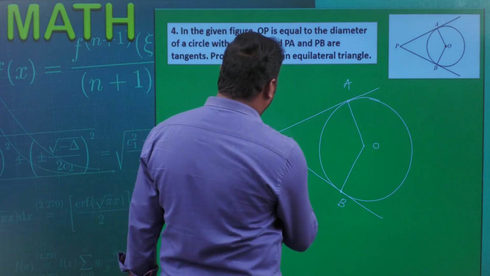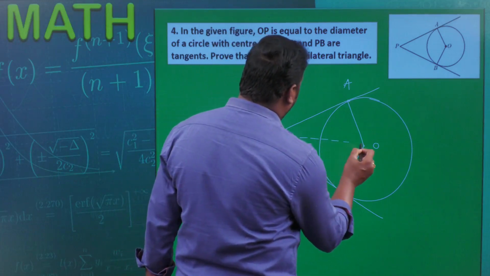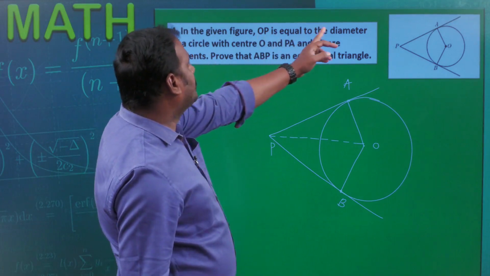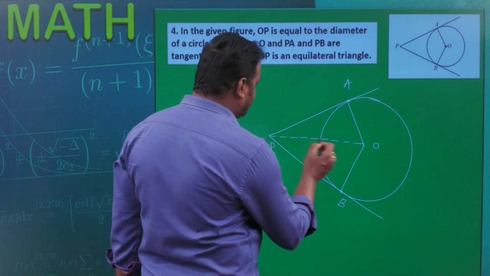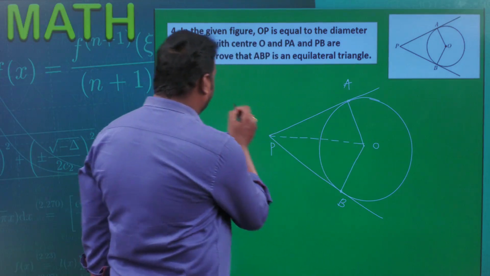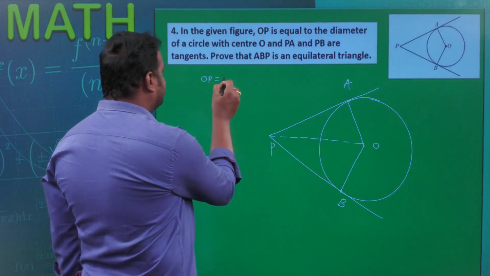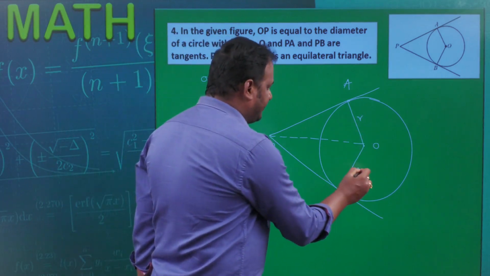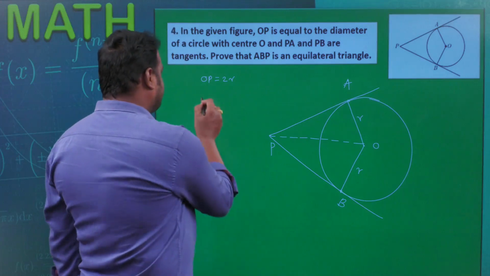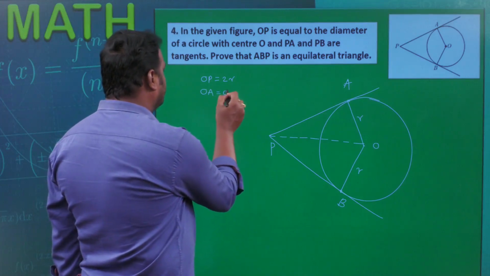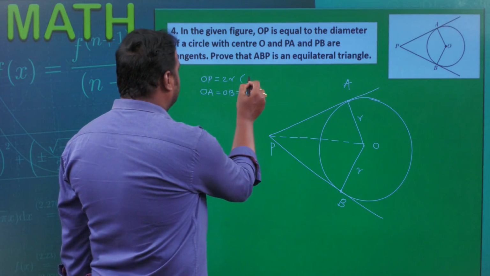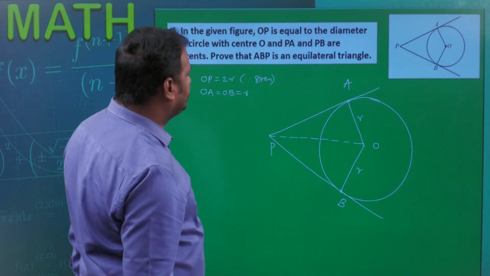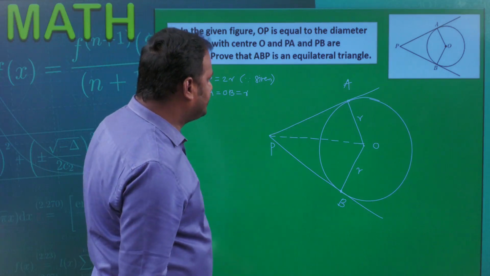And PO is also joined, because why am I joining PO here? Where OP is equal to the diameter. So OP is equal to the diameter is nothing but OP is equal to 2 times radius. That is what is the diameter. And of course OA is equal to radius. OB is also equal to radius. OA is equal to OB is equal to radius. So it was given in the problem. Right. Now you will have to prove that APB is an equilateral triangle.